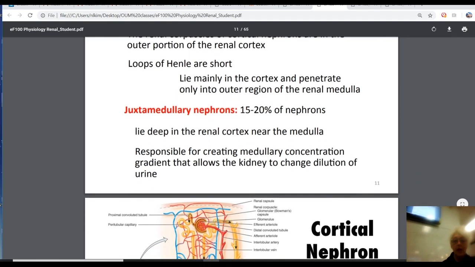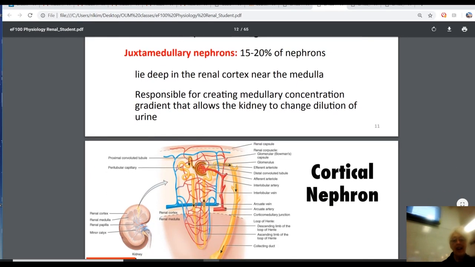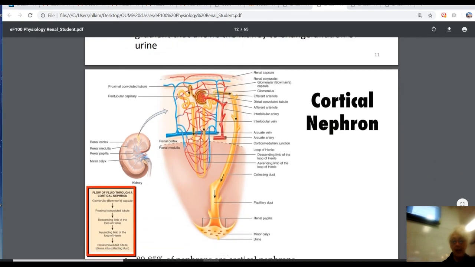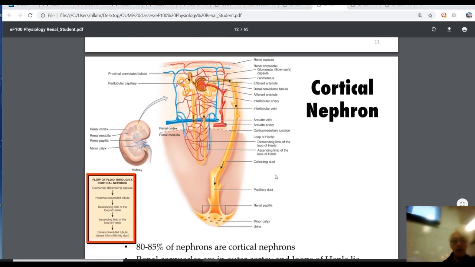Okay? So the juxtaglomerular nephrons are not as numerous as the cortical nephrons, but they are responsible for creating that medullary concentration gradient to change dilution. So here you have your cortical nephron, which lies farther away from the renal pelvis and closer to the cortex.